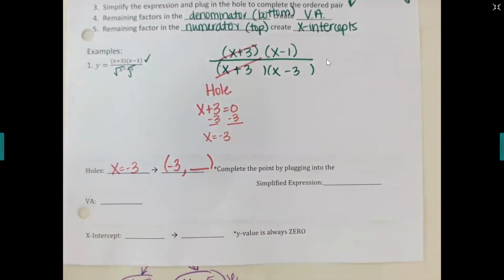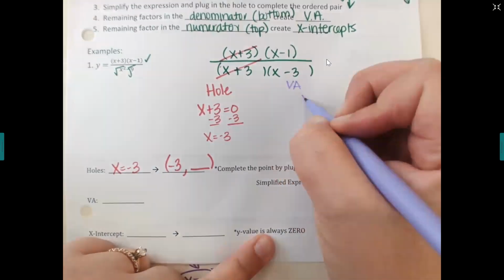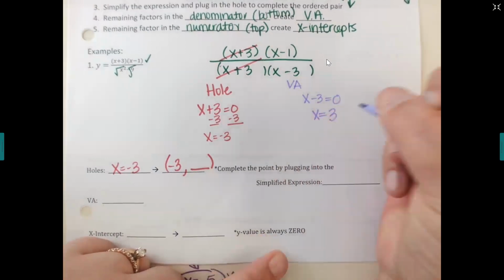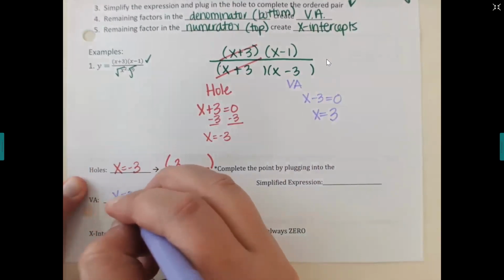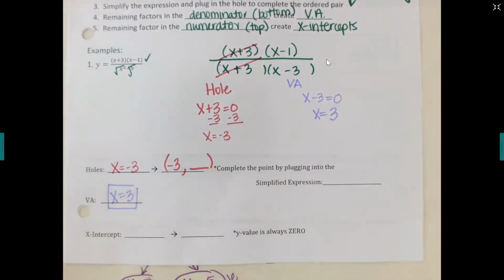Vertical asymptotes, look at step number 4, are the remaining factors in which part of the fraction? The denominator, which is the bottom. So if I have an x minus 3 left in the bottom, where's the vertical asymptote going to be? So let's set it equal to 0. And then what would the number end up being? Positive. Okay, so my vertical asymptote is going to be at x equals +3. Because that's a vertical line, you're going to leave it just like that. It's not like an x comma y.